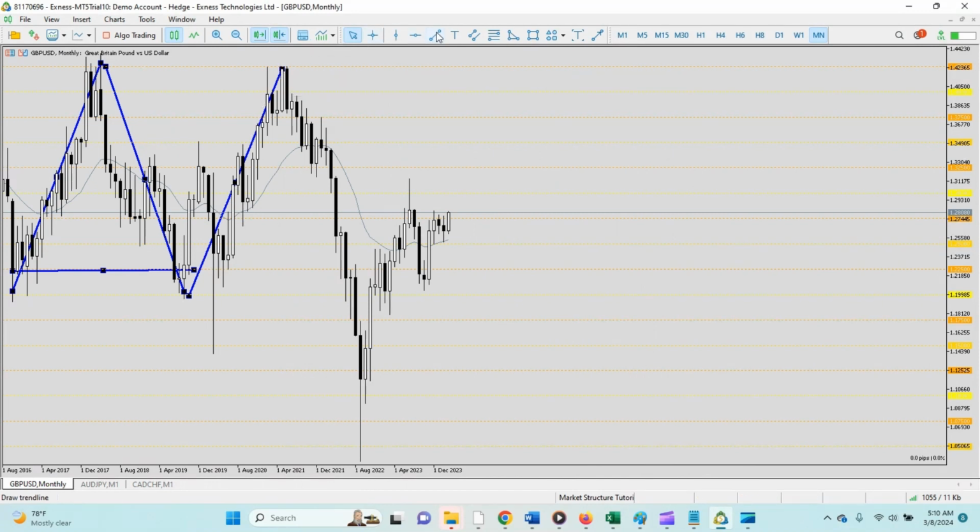So what happened next is that price broke this structure, moved from point D to E. So you see there is a break in market structure.